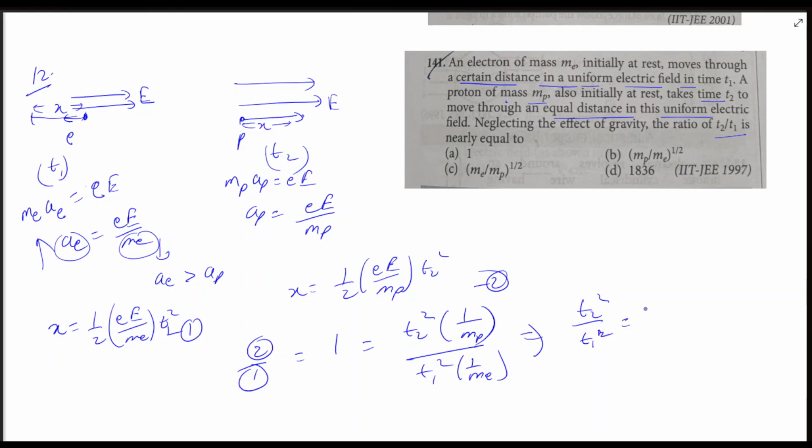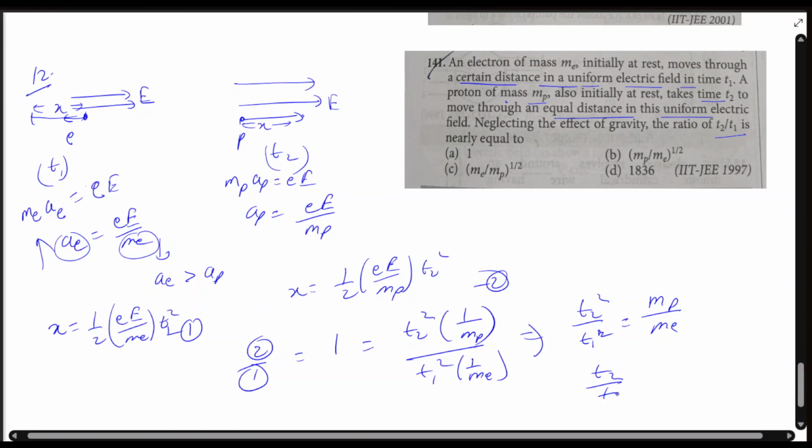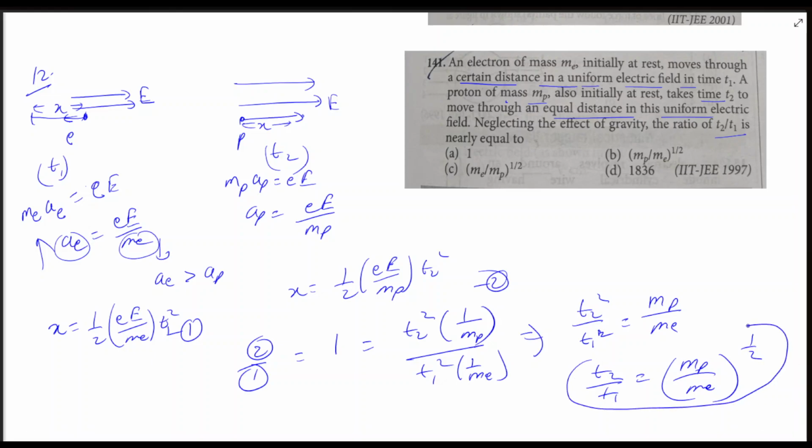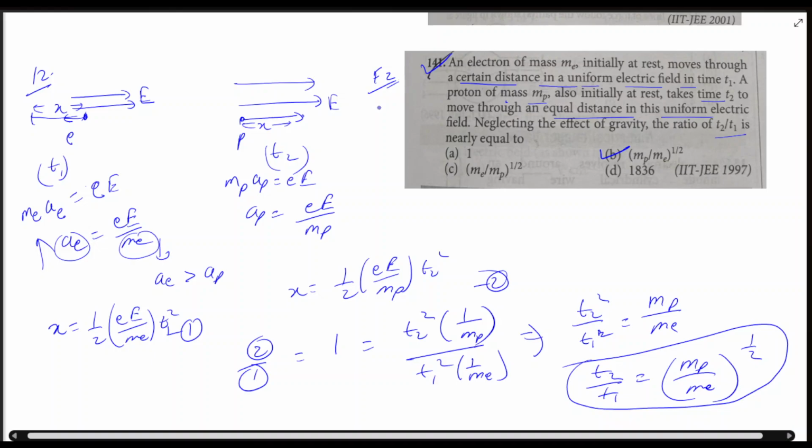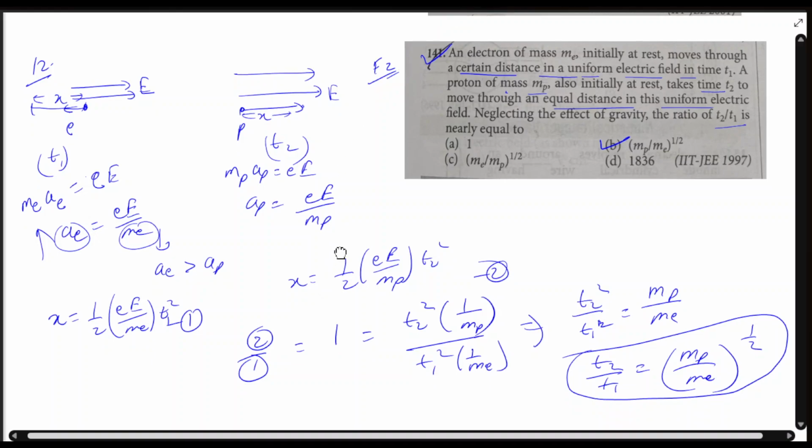It is very simple, you can just simply solve them. MP divided by ME. So we will have T2 by T1 equal to MP by ME to the power. So yes, we will have option B. These are pretty easy questions.